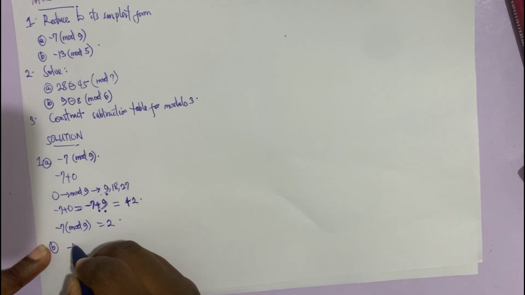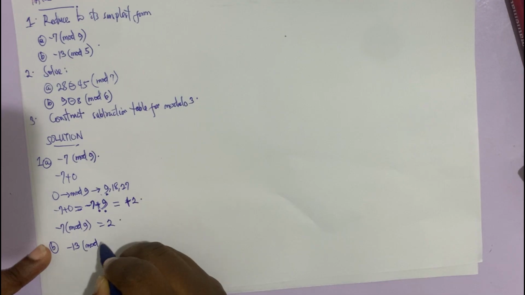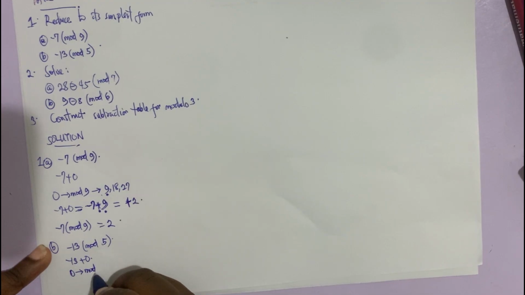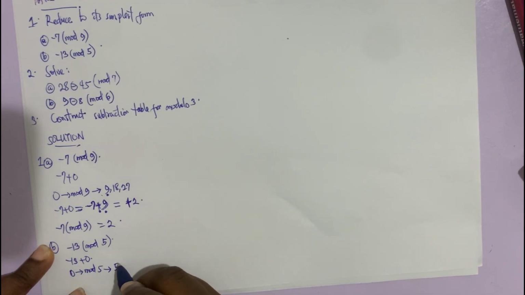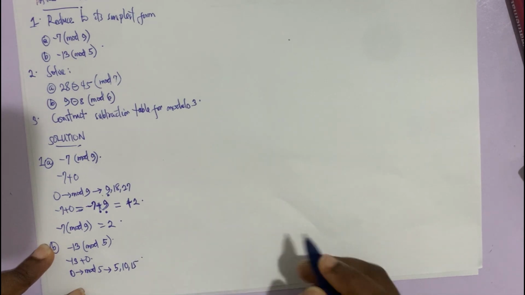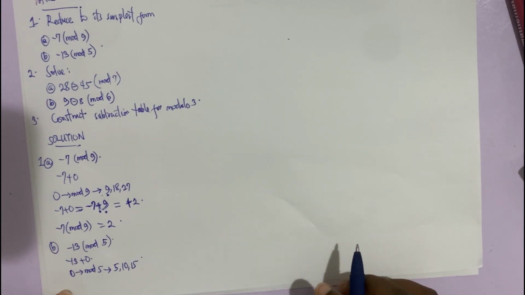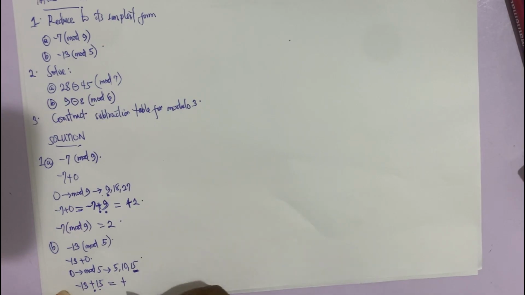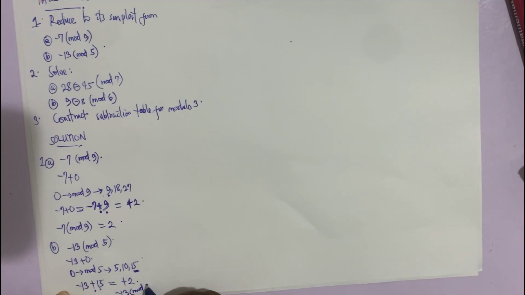Question B, minus 13 in modulus 5. So we assume that we want to add 0 to it, but in modulus 5, zeros are multiples of 5, like 5, 10, 15. So we take the smallest number that makes this question solvable. In this case it is 15. So minus 13 plus 15. 15 is the greater number and is the one with the positive sign, so our answer will be positive, and then 15 minus 13 is 2. So minus 13 in modulus 5 is actually 2.